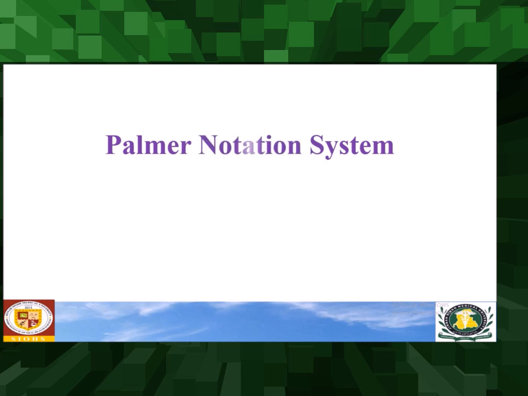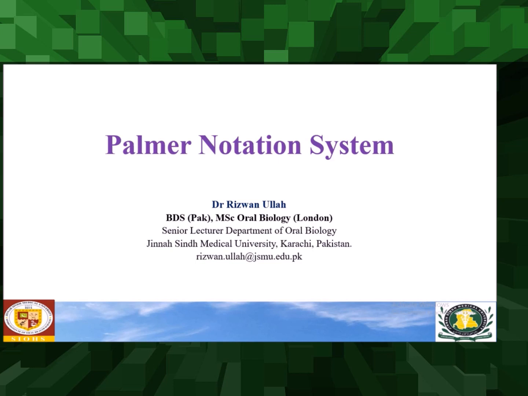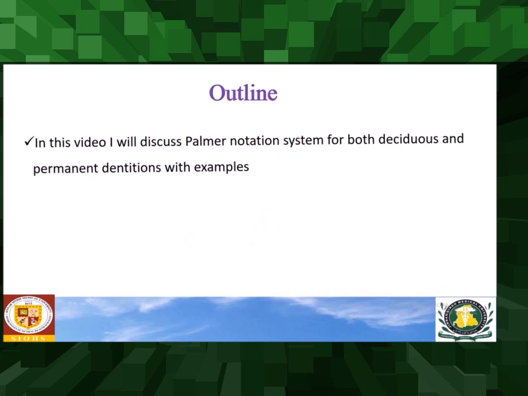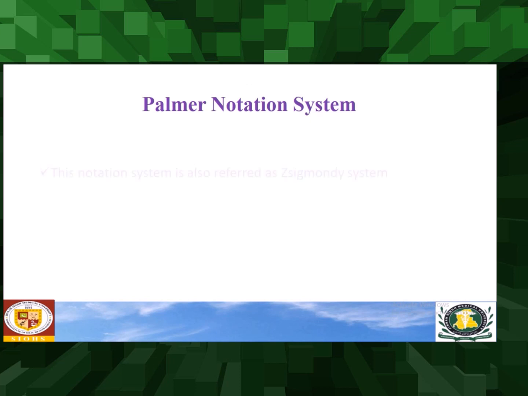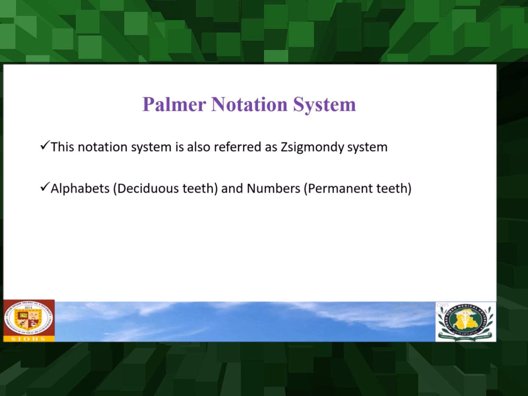Hi everyone, in this video I'll discuss the Palmer notation system for both the deciduous and the permanent dentitions with examples. The Palmer notation system is also referred to as the Zsigmondy system. In this notation system, we use alphabets for the deciduous teeth and numbers for the permanent teeth. The Palmer notation system consists of some symbols that we have to use together with the alphabets or numbers.